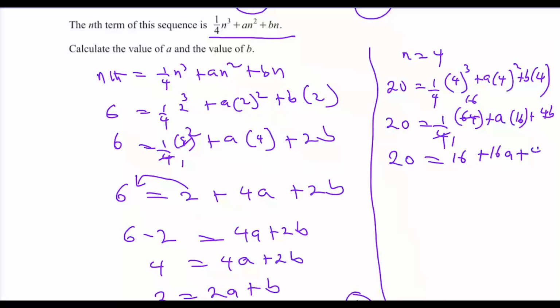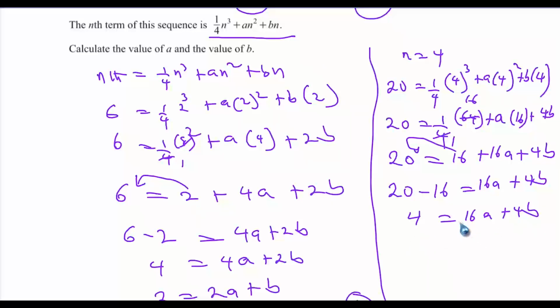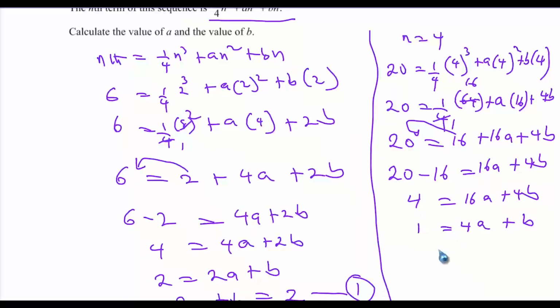16a plus 4b. So we can collect like terms again and bring 16 to the left hand side. That will be negative 16. So you have 20 minus 16 equals 16a add 4b. So we have 4 equals 16a add 4b. So 4 can go all through. Let's divide through by 4. We have 1 equals 4a plus b, which can be written as 4a plus b equals 1. So we can call this equation 2.